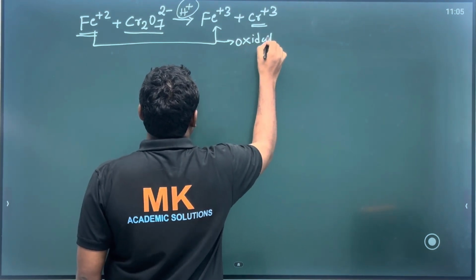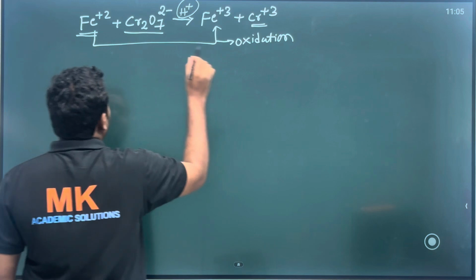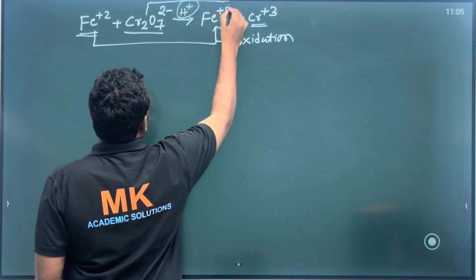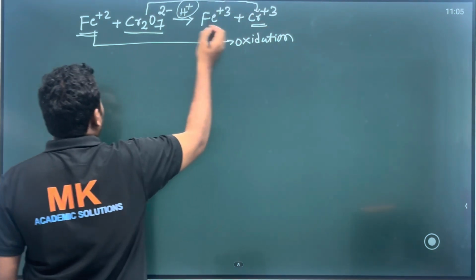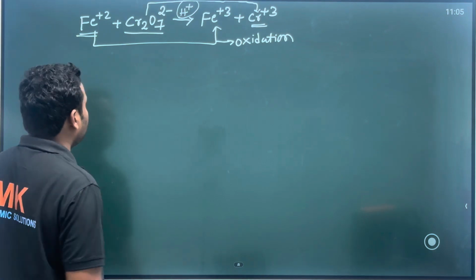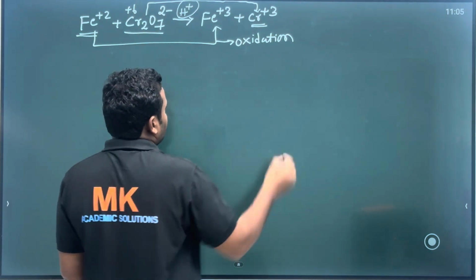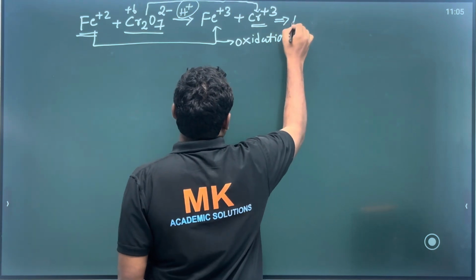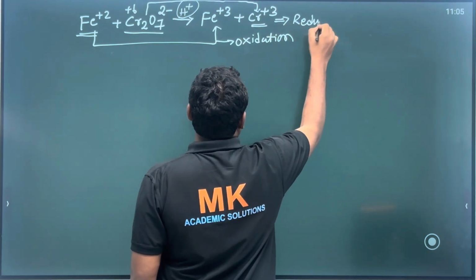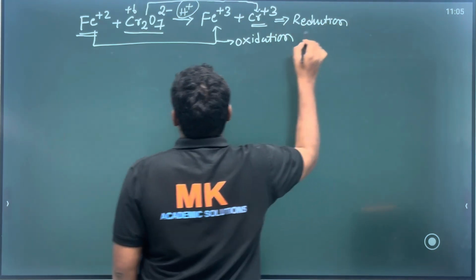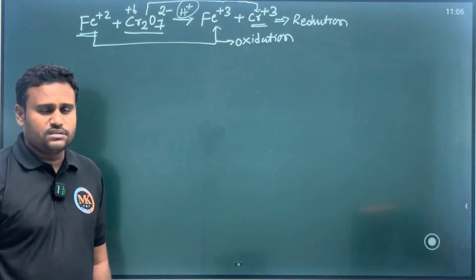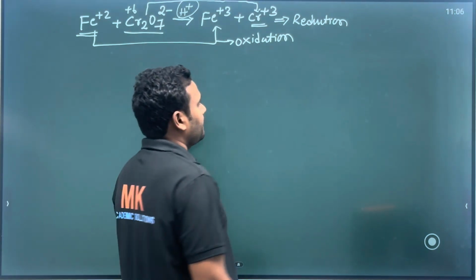This is oxidation. And here chromium goes to chromium plus 3. Obviously here it is chromium plus 6, and then chromium plus 3, so it is reduction. So how did you get plus 6 here? Just simply by calculating. Okay, see here.